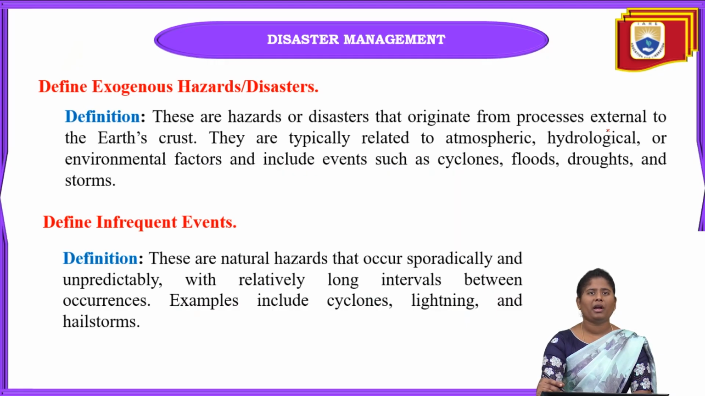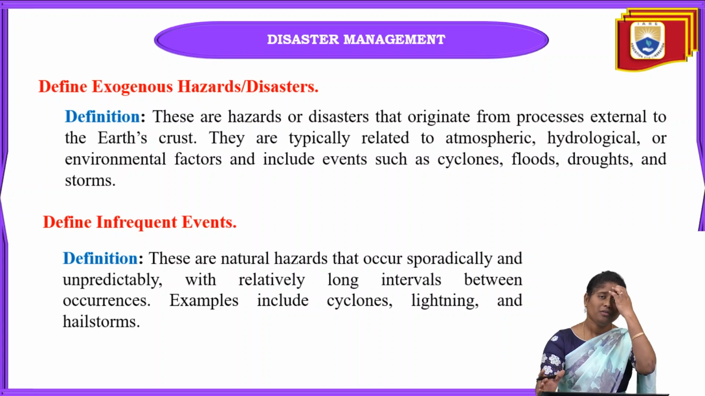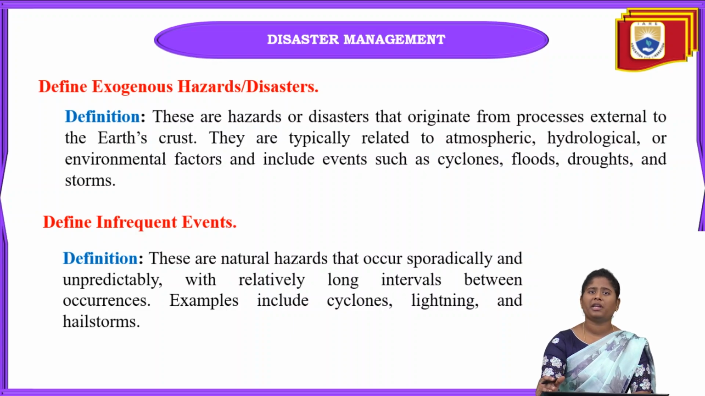Coming to the definition, what is the main definition of this exogenous hazard or disaster? These exogenous hazards or disasters originate from processes external to the earth's crust. This is typically related to atmospheric conditions, environmental conditions, and also hydrological conditions. Some of the disasters we can name are cyclones, floods, storms, and also droughts. These all come under exogenous disasters or hazards.